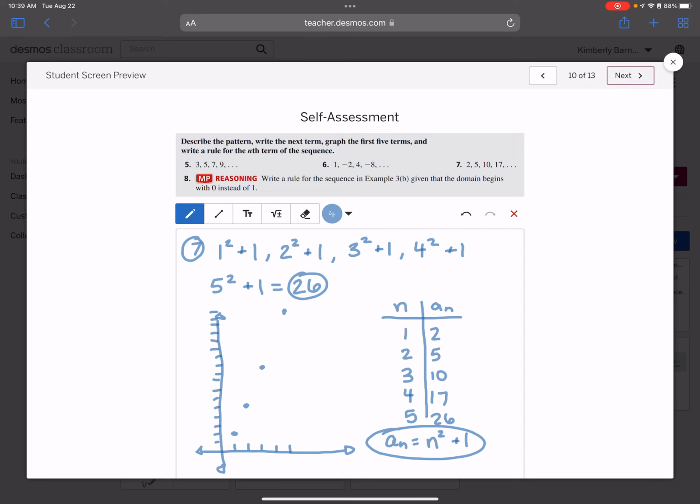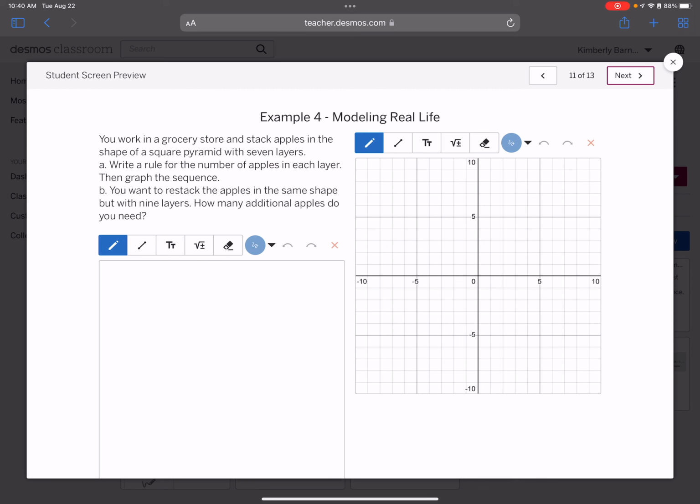All right, moving on to our last example, we've got the modeling real life example. So you work in a grocery store and stack apples in the shape of a square pyramid with 7 layers. So look in your picture in your book. You've got this pyramid. The first layer is your 1 apple. And then each time you go down, you have a square. So write a rule for the number of apples in each layer.